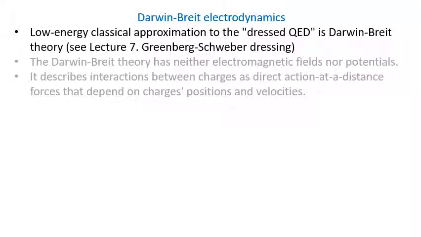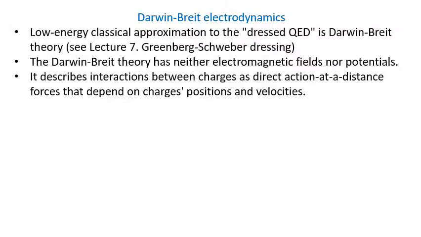Now, let's turn to the Darwin-Breit electrodynamics, which we derived in lecture 7 as a low-energy classical approximation to the dressed particle QED. In this theory, there are no electromagnetic fields and no potentials. Charges interact by instantaneous action at a distance, forces that depend on particle positions and velocities.